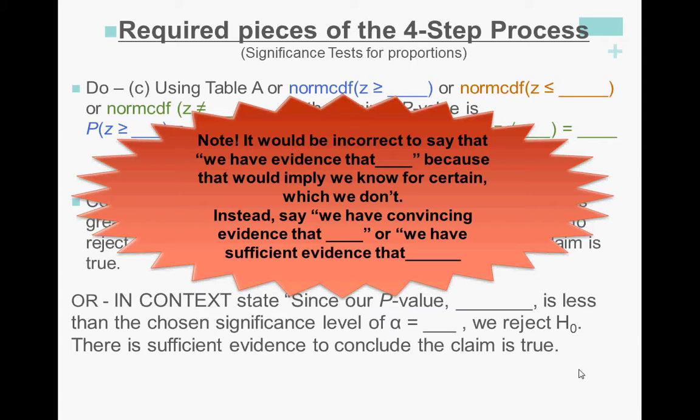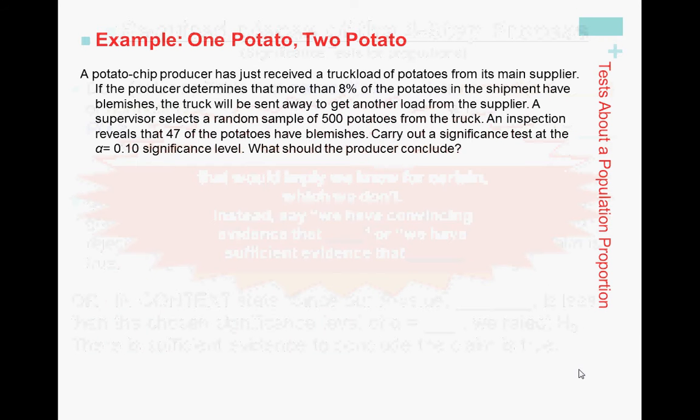So here's our example with potatoes. A potato chip producer has just received a truckload of potatoes from its main supplier. If the producer determines that more than 8% of the potatoes in the shipment have blemishes, the truck will be sent away to get another load from the supplier. A supervisor selects a random sample of 500 potatoes from the truck. An inspection reveals that 47 of the potatoes have blemishes. So let's carry out a significance test at the alpha equals 0.10 significance level. And then, what should the producer conclude based on the results of the test?